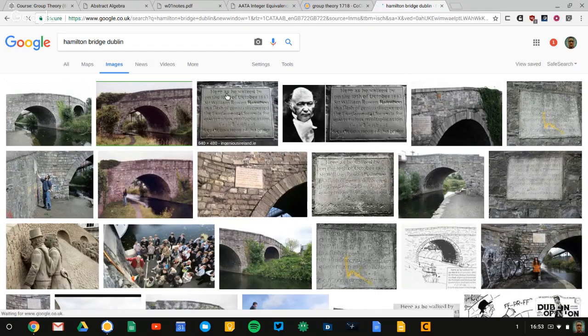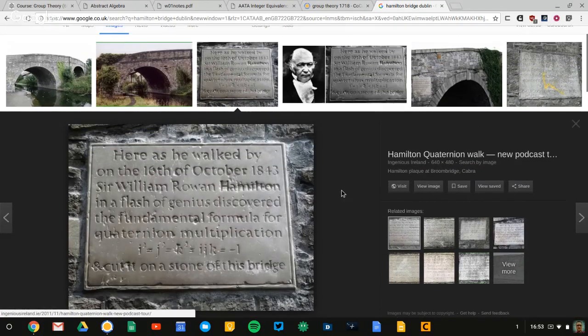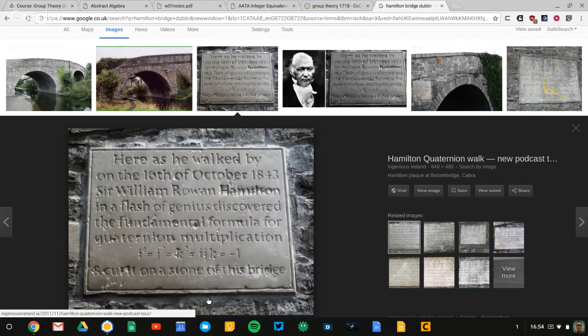It really is the most bridge-looking bridge. There it is, like a proper old bridge. It's a quintessential bridge. So I squared equals j squared equals k squared equals the product of all of them equals -1. What does that say underneath?